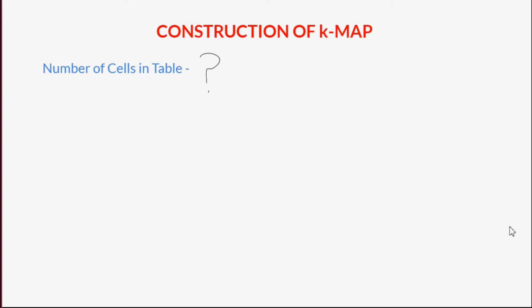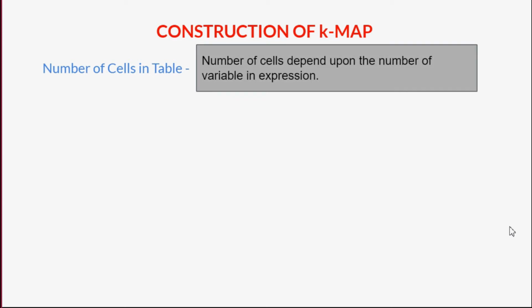The answer to that question is that the number of cells depends upon the number of variables in the expression. We have already discussed this in our previous video. If you have not gone through that video, please have a look at it. So the number of cells is dependent upon the number of variables. Suppose I have two variables, how many cells am I going to have? That is 2 raised to power 2.